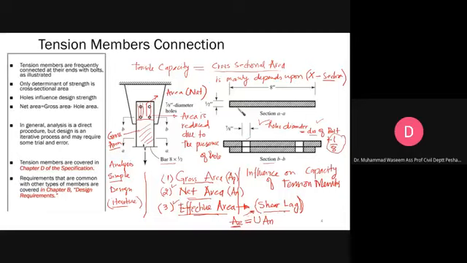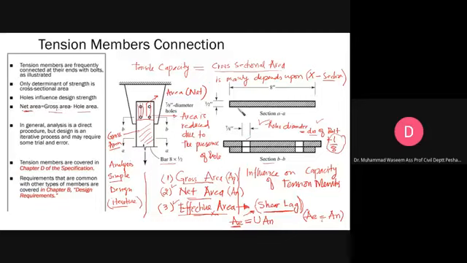But if we do not have shear lag phenomenon in our tension member, we are not going to use the effective area, or you can say that the effective area is equal to the net area. What shear lag is, we are going to discuss in the coming slides. Please remember how we can calculate the net area: from the gross area, you subtract the hole areas to get the net area.